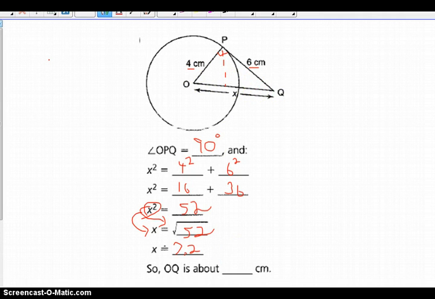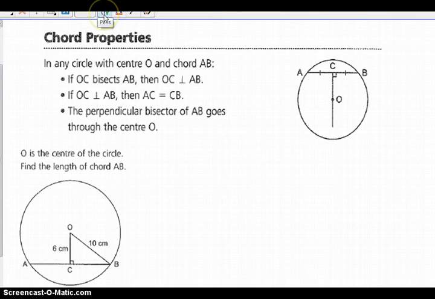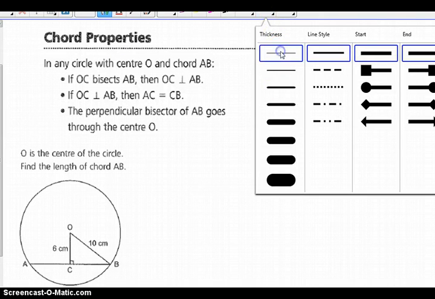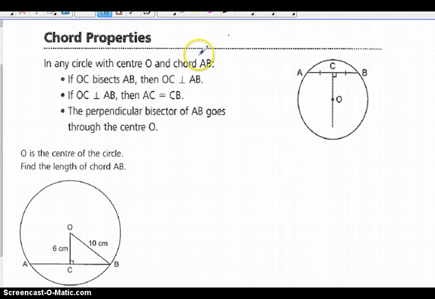Let's move on to another example. What I want to talk about now is a property of chords. In a circle with center O and a chord AB, if you draw a line from the center, almost like a radius, and it bisects the line AB, then it cuts it in half.